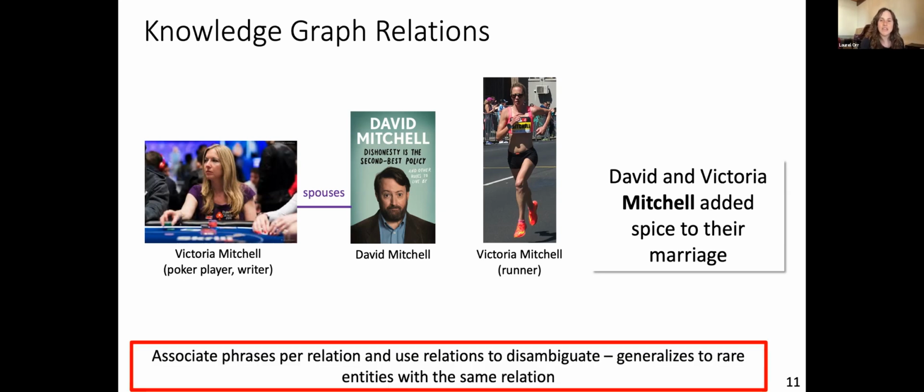Now, the key thing here is that this information, knowledge about what a knowledge graph relationship is and what this means between entities, is actually a generalizable signal. If I know what it means for two entities to be married, I can actually use that knowledge to resolve rare entities that are also married, even if I've never seen them before in training data. And this is the key to why reasoning over these structural patterns is going to help us.